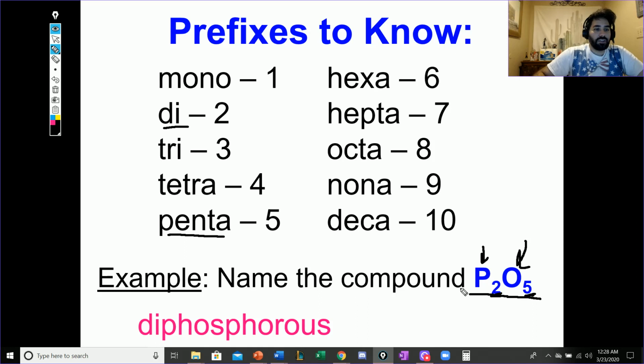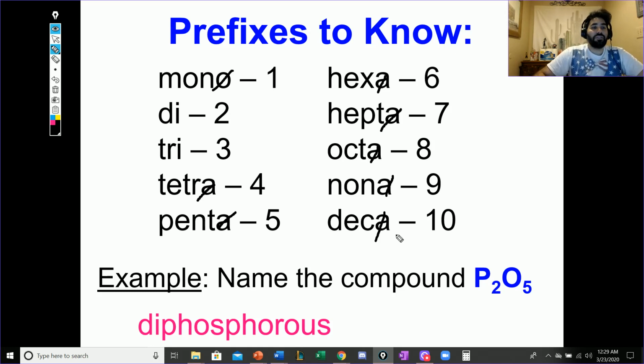penta. So it's pentaoxide. Now, whenever you have this A or this O, and it meets up with a vowel, right? Oxygen starts with a vowel, and this penta ends with a vowel. Those vowels don't go together too well. So what we do is we delete the one right here from the prefix.